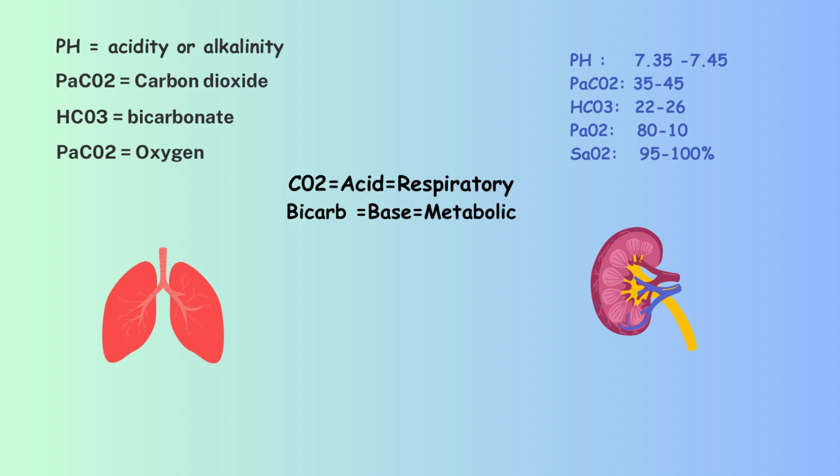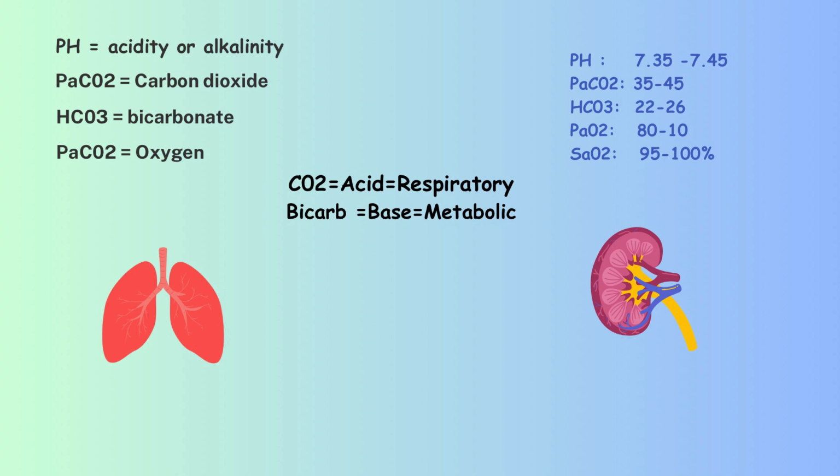PaCO2 is controlled by our lungs. We breathe out carbon dioxide and breathe in oxygen. The normal value for PaCO2 is 35 to 45. If the number is above 45, it indicates there is more CO2 in the blood, which makes our blood acidic. If the number is less than 35, it indicates our blood is on the alkalotic side.